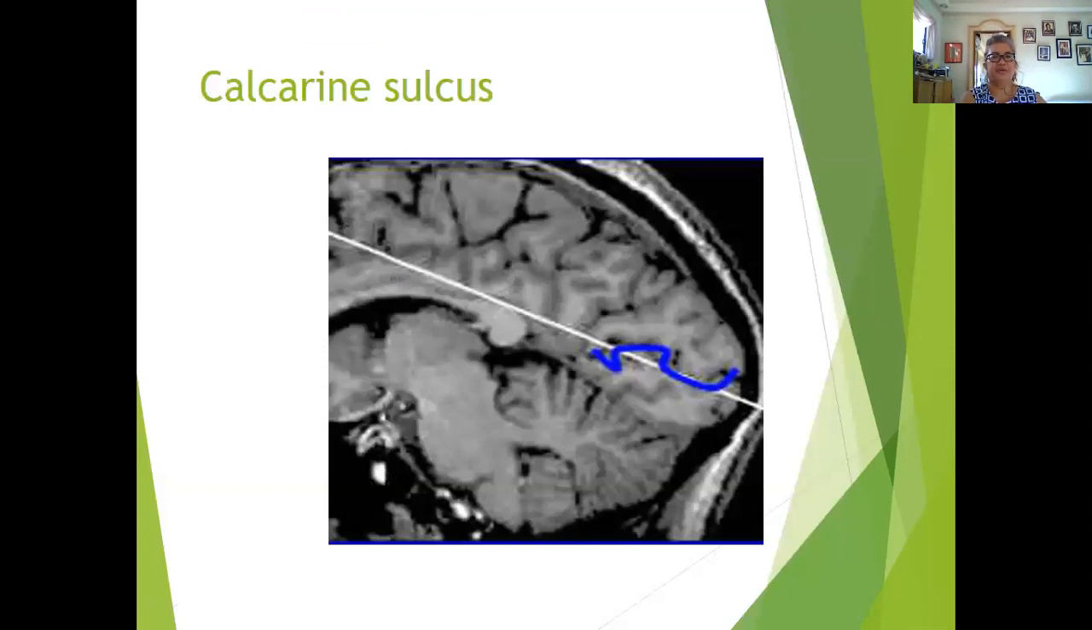Then you have your calcarine sulcus. This is a medial structure. You can see here, you can identify here, that is the corpus callosum.